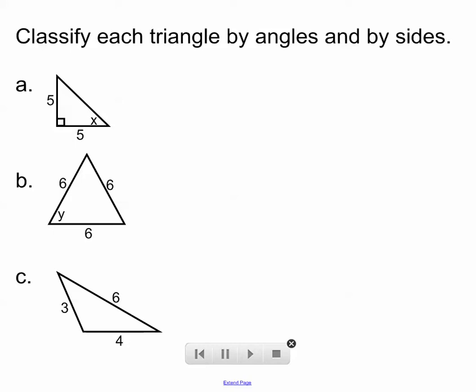Okay. So triangle A there is a right triangle because it has a 90-degree angle, and it is an isosceles triangle because exactly two of its sides are congruent. So again, you might want to scribble down these definitions here, guys. It's a right triangle because it has a 90-degree angle, and it's isosceles because two of its sides are congruent.